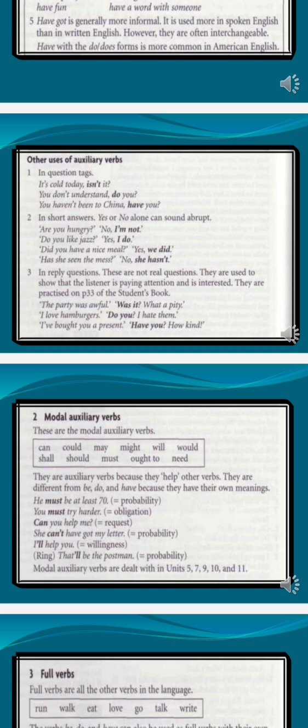Number 3, in reply questions. These are not real questions. They are used to show that the listener is paying attention and is interested. For example, the party was awful. Was it? What a pity. I love hamburgers. Do you? I hate them. I bought you a present. Have you? How kind.